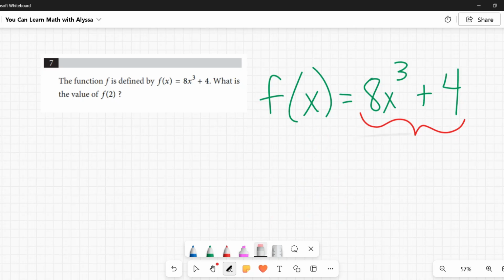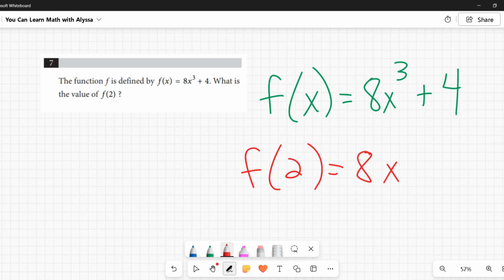So this one, they are saying, what is f of 2? So I take my equation, 8x cubed plus 4. There's only one x here, so I'm going to replace that with my 2. So 8 times 2 cubed plus 4, and now I just need to do the math. The only thing you have to be careful of here is to make sure you're doing things in the correct order of operations. So here I have an exponent. I need to do that first.